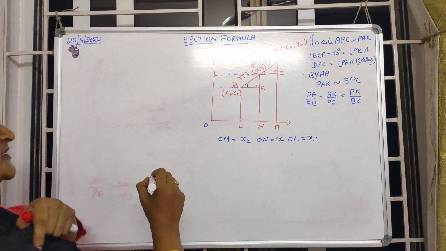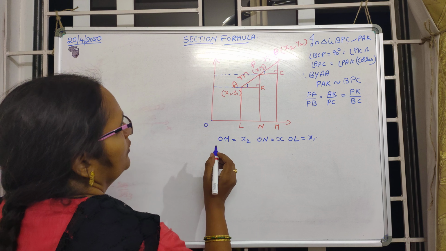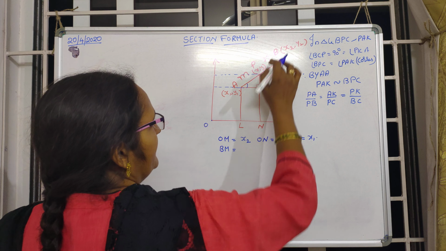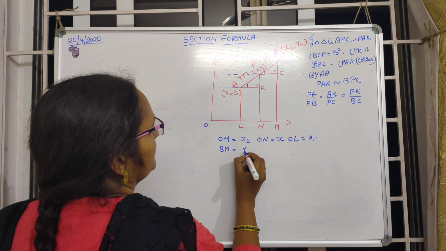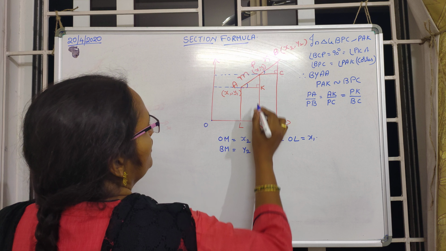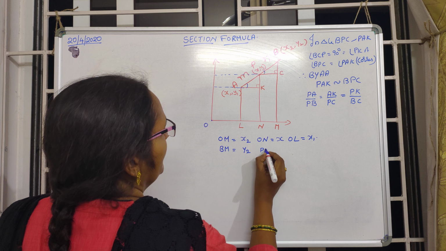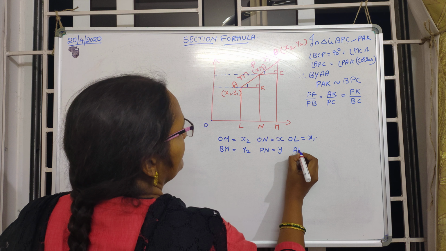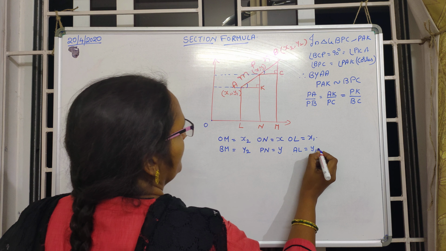Clear? Now in the same manner, what about BM? BM is the distance from the x-axis to the particular point, the y coordinate, y2. What is PN? PN is nothing but y. Now what about AL? AL is nothing but y1.